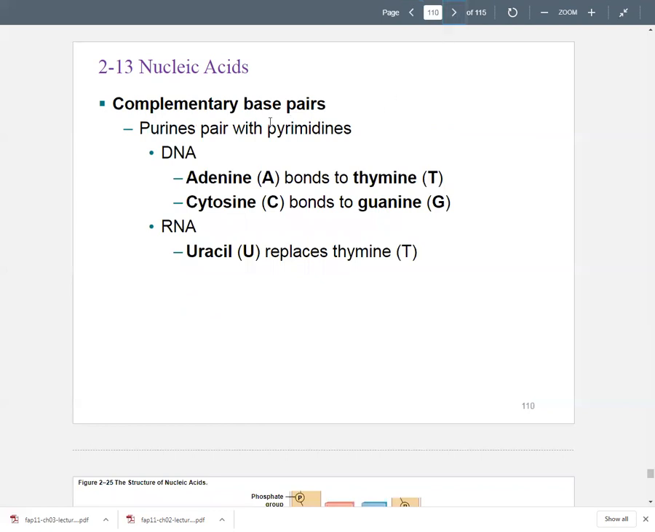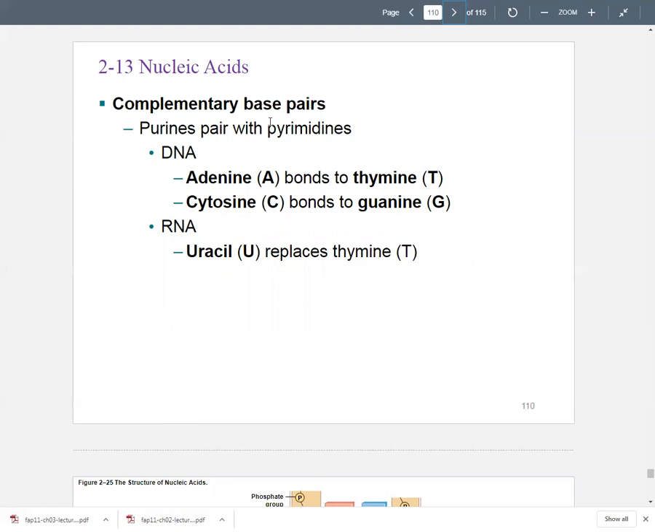Like I said before, you have the base pairs and the different strands, and they have to be complementary to each other. So purines will base pair with pyrimidines. So a purine on one strand will pair with the pyrimidine on the other strand. Adenine bonds with thymine. Cytosine bonds with guanine. This is for DNA.